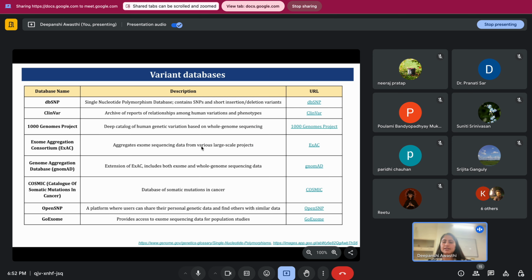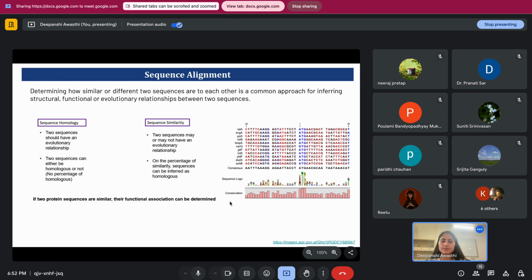Yeah, so here I have provided you the databases which will give you information about single nucleotide variations. I have also provided the URLs if you want to go into detail about what kind of information is available. So: dbSNP, ClinVar, the 1000 Genomes Project, Exome Aggregation Consortium, Genome Aggregation Database, and COSMIC, which you have gone through in your lecture, which is the catalogue of somatic mutations in cancer, then OpenSNP and GoExome. These all provide some kind of information, and including SNPs, they will also give you other information on the variants as well. So you can go through them if you want.